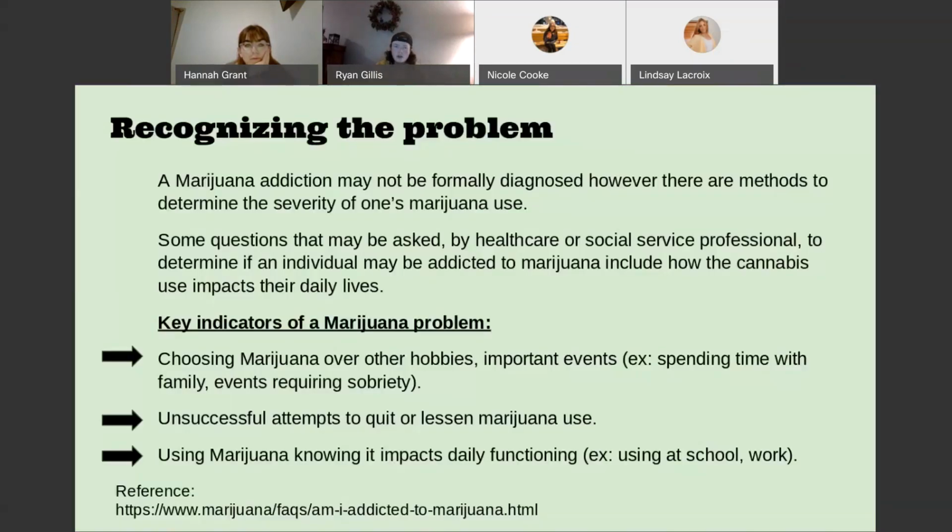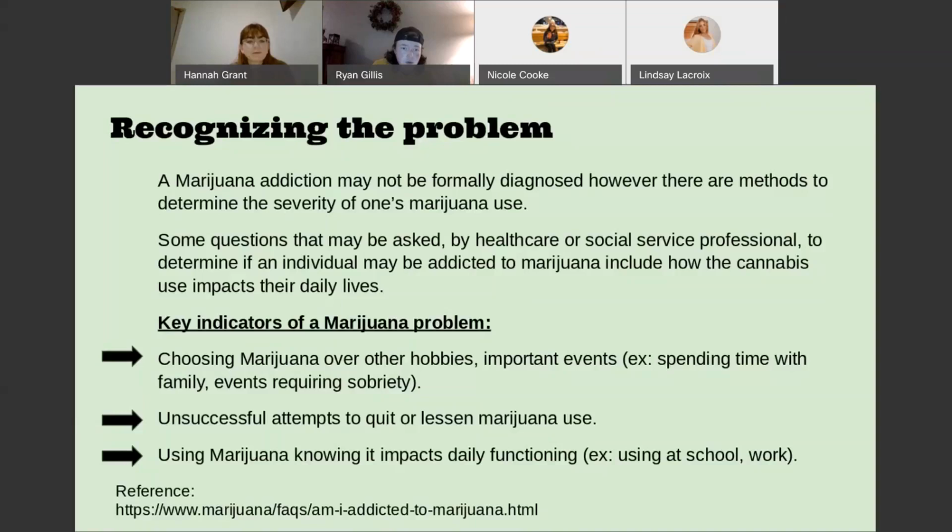Now, it's important if you have developed a dependence on marijuana and you view it as a problem to recognize that problem. A marijuana addiction may not be formally diagnosed. However, there are methods to determine the severity of one's marijuana use. Some questions that may be asked by healthcare or social service professionals to determine if an individual may be addicted to marijuana include how the cannabis use impacts their daily lives.